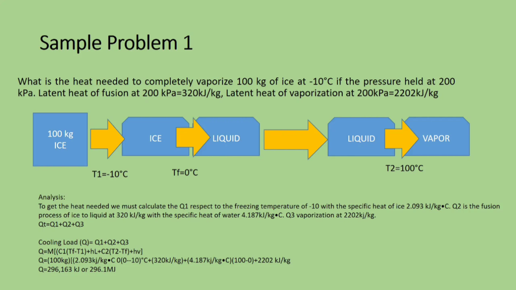Q2 is the fusion process of ice to liquid at 320 kilojoules per kilogram, with a specific heat of water of 4.187 kilojoules per kilogram. And Q3 is the vaporization at 2,202 kilojoules per kilogram. Using the total cooling load of the product, we get 296,163 kilojoules, or we can say it is 296.1 megajoules.